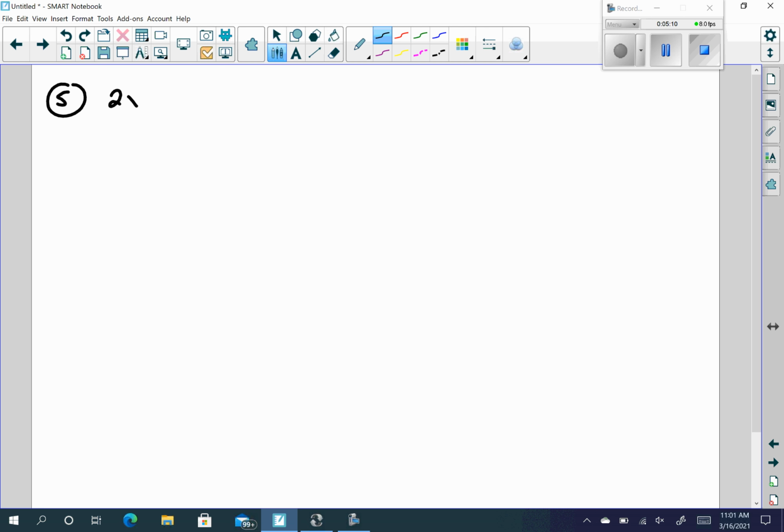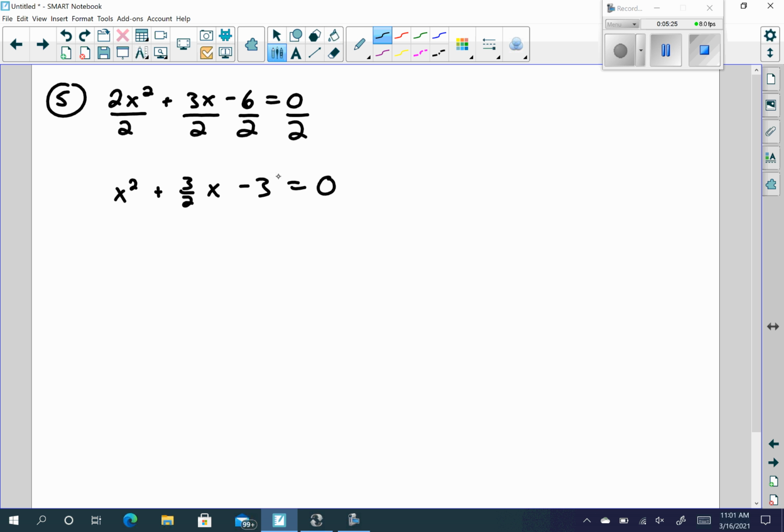Okay, number 5, we have to divide first by 2. Everything up here gets divided by 2. Now we have a leading coefficient of 1. Fortunately, we have a fraction. We'll get a minus 3 equals 0. We'll add 3 to both sides, leave a little bit of space after the 3 halves x.